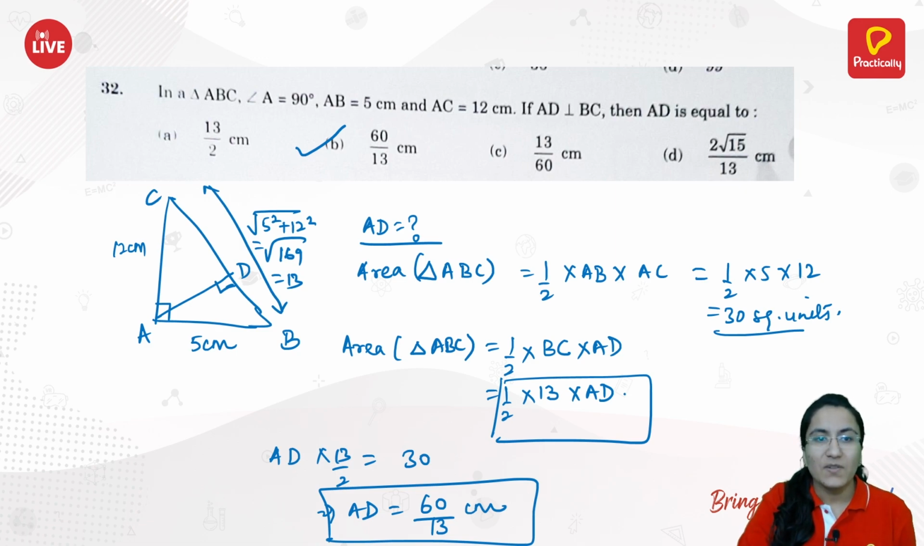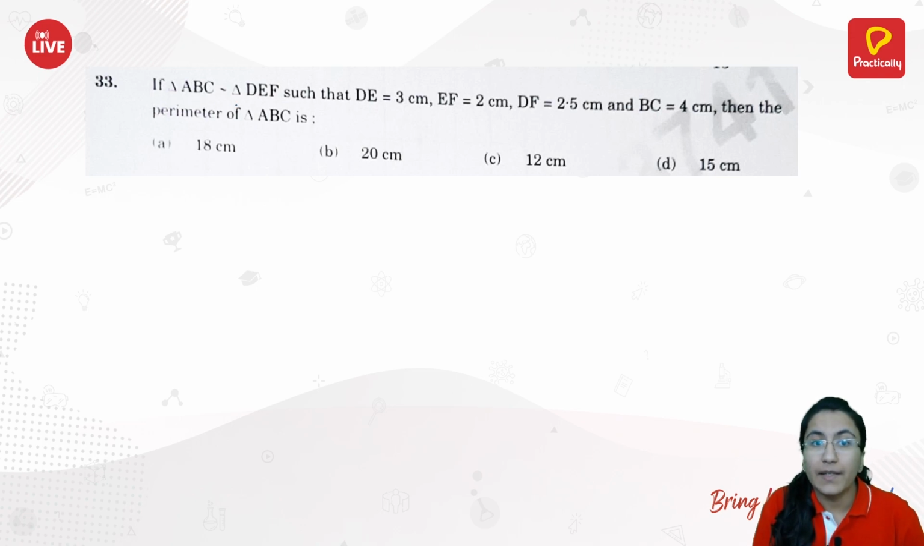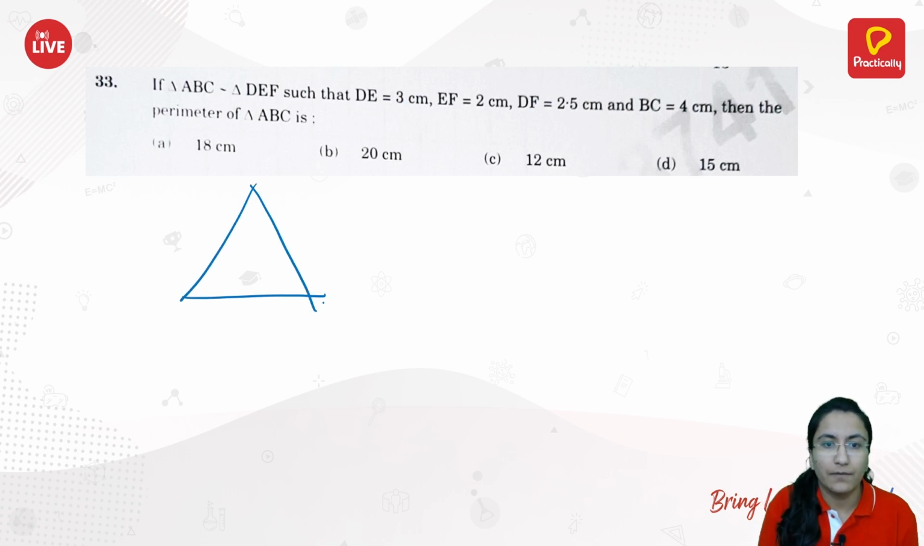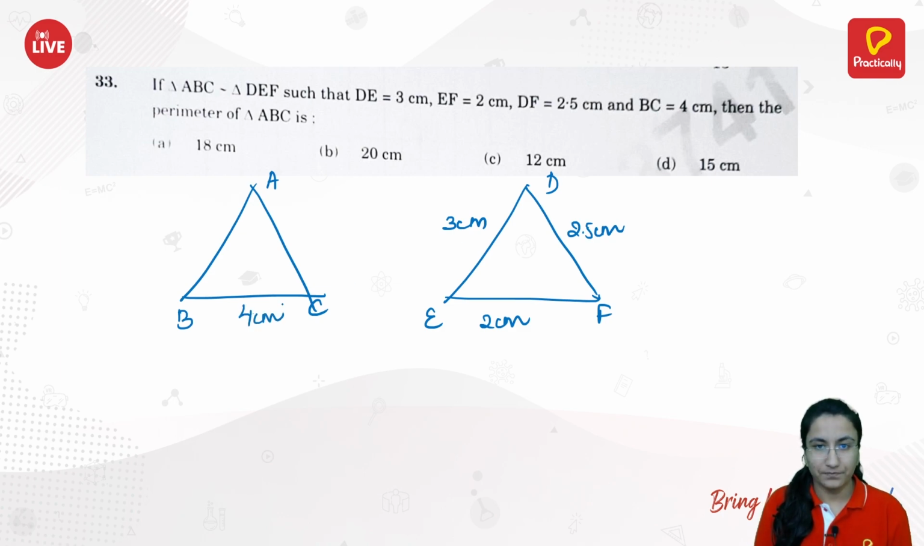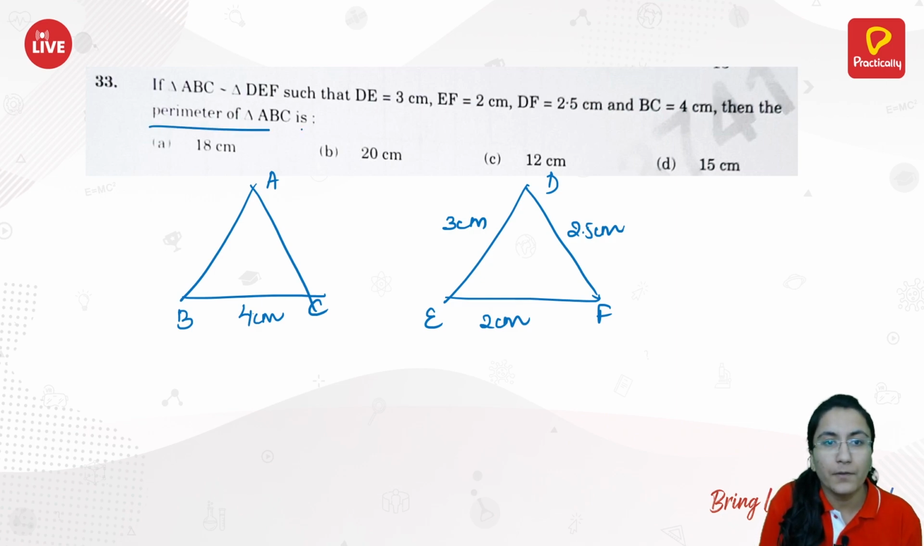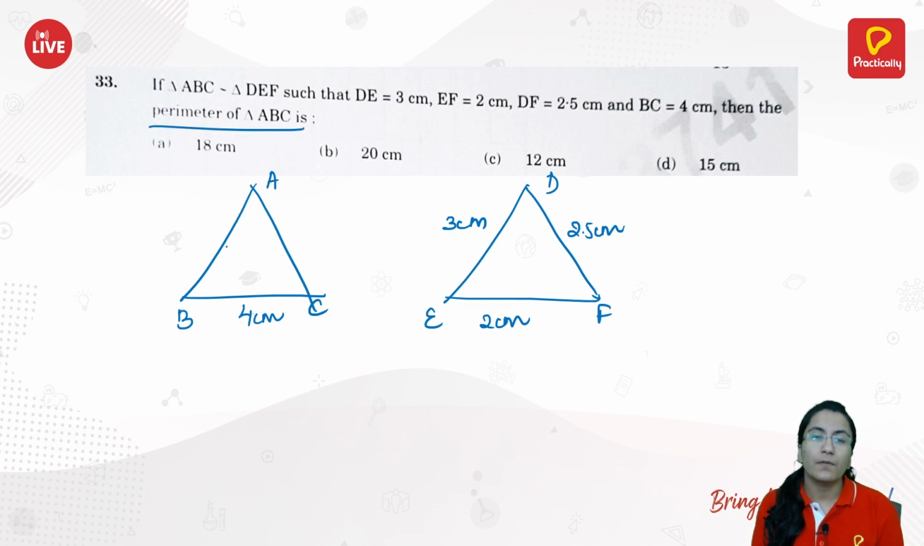Okay. Next question you have is, if triangle ABC and triangle DEF are similar, such that some measurements are given. Let's just draw the two triangles so that we don't waste our time in just reading the questions and performing our solution also. A, B and C we have. This is D, E and F. Okay. We have DE is equal to 3 centimeter, EF is equal to 2 centimeter and DF is equal to 2.5 centimeter. And BC is equal to 4 centimeter, right? Then we are supposed to find the perimeter of triangle ABC.